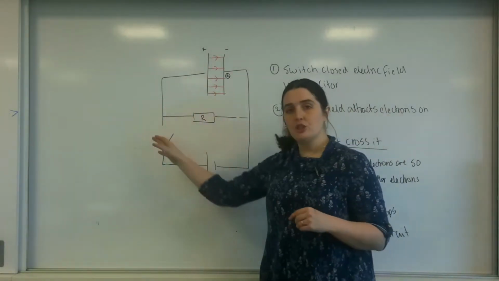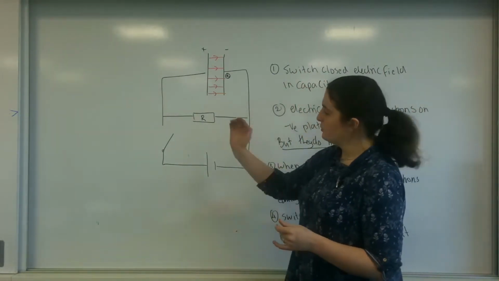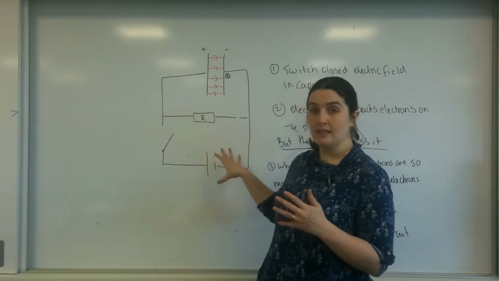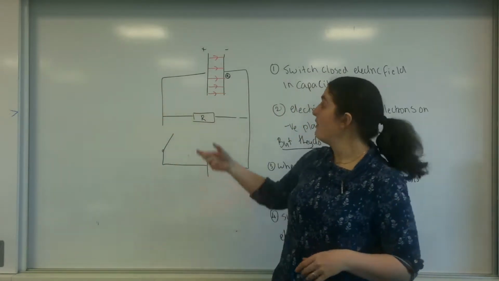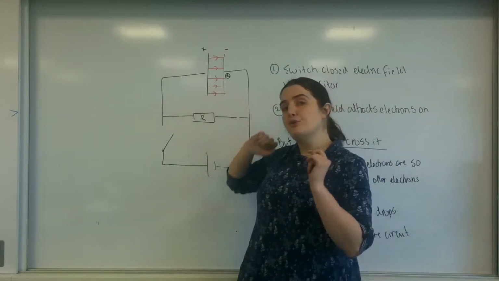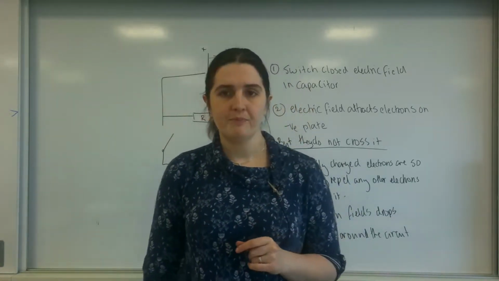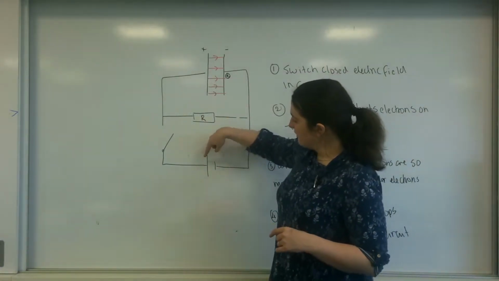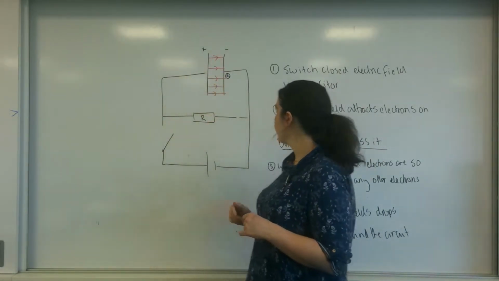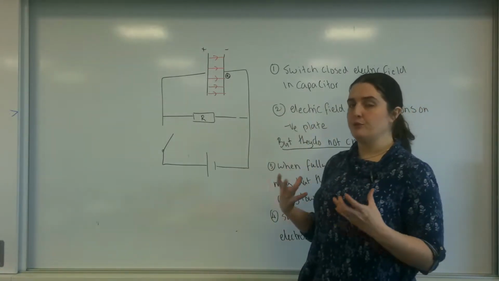So, when the switch is closed, there is an electric field in the capacitor. When I close the switch, the cell itself produces an electric field, and this electric field goes over the capacitor. This is a uniform electric field, so this is an application of uniform electric fields. This would be the positive side of the field, and this would be the negative here. So, part one: an electric field is made.